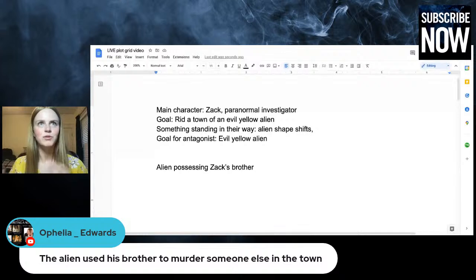I think it might provide more conflict if the brother is still alive in there, the alien's just possessing the body, because then if they stop the alien, then they would also kill the brother. So that adds an extra twist. So the alien used his brother to murder someone in the town. Love that idea.